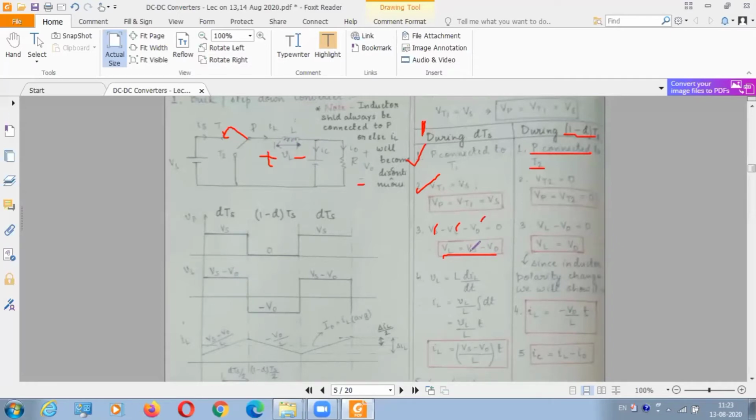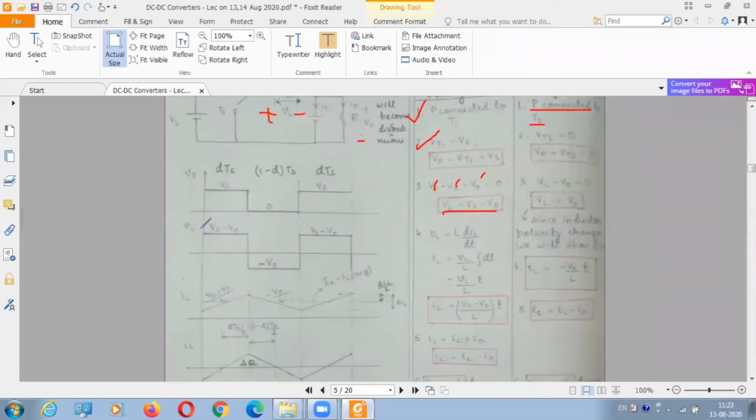Now Vs is a DC voltage, constant. V0 is also a DC voltage, constant. So VL will also be a constant voltage of magnitude Vs minus V0. So I have shown VL as a constant voltage of magnitude Vs minus V0.